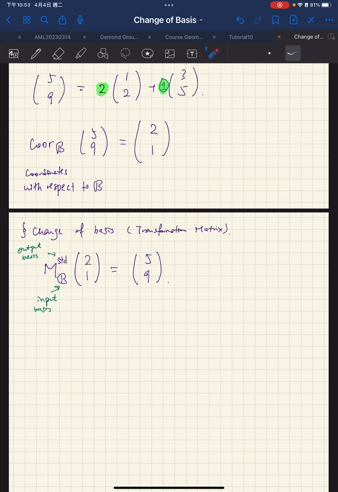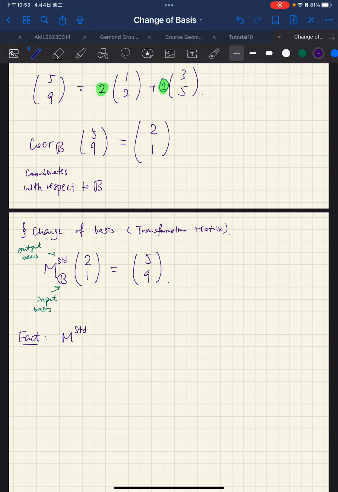And now you are saying the input is in the B basis and the output is in the standard basis, okay? And here is how we define this operator. So this operator has as input the coordinates in the B basis, and the output is in the standard basis. That's all. Easy, right? Easy. Fact.